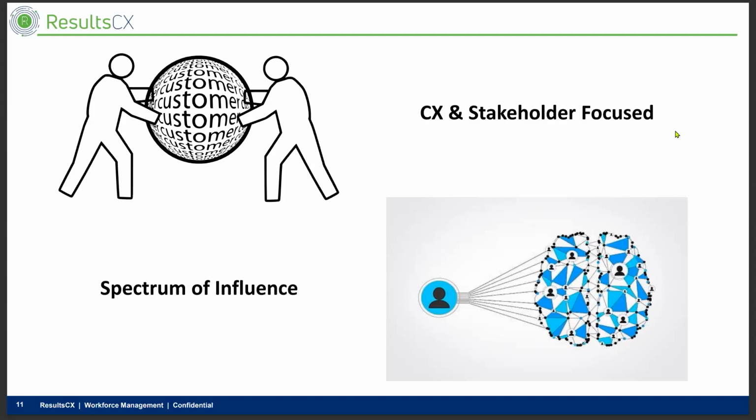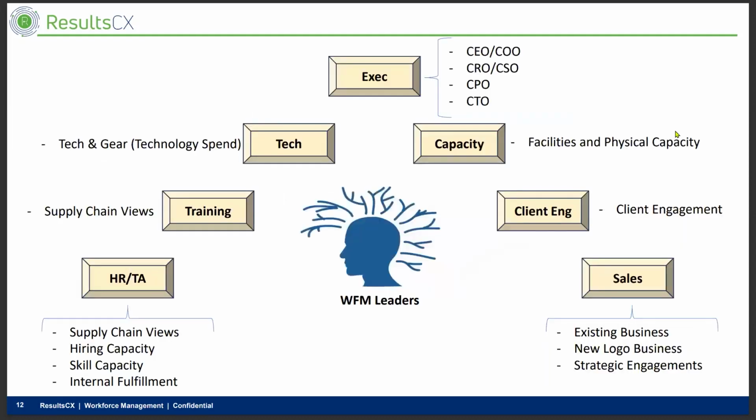Looking at spectrum of influence, I think some of this we need to have talked about, right? When I look at spectrum of influence, it starts at your executive team, your technology team, your capacity, your training, your client engagement, client engineering, your HR, your talent acquisition, your sales team, all of these functions that all WFM practitioners intersect with in your day-to-day life at some point. Depending on what level you are working at, these points of influence, these points of engagement are there in your ecosystem. If they're not, then they should be. I think that would be one of the opportunity areas.